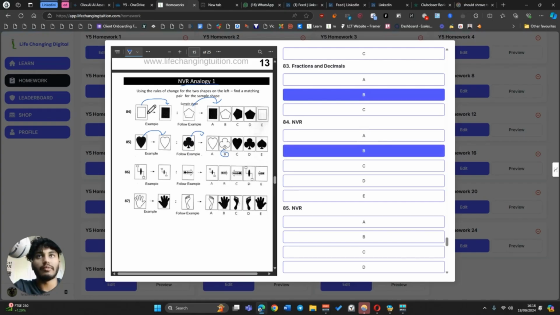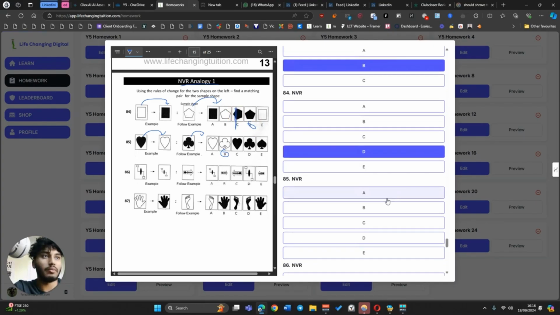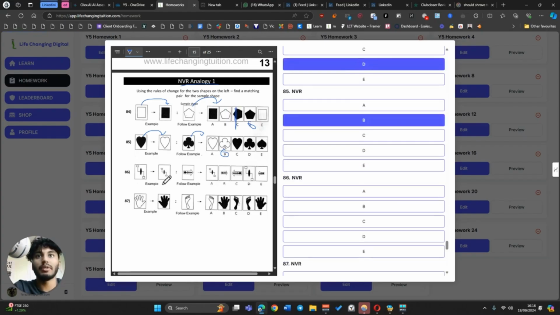Oh, I forgot to do question 84. I thought that was an example. Same here, this is white to black and this is white to black, so it should be option D, because this is the wrong pentagon. And so this one was option B.